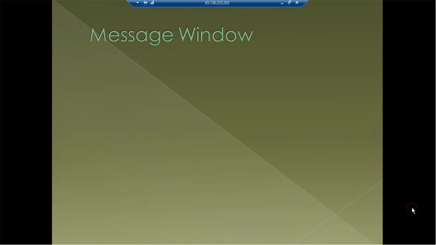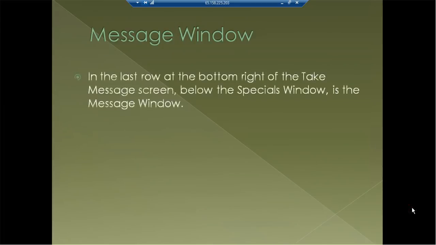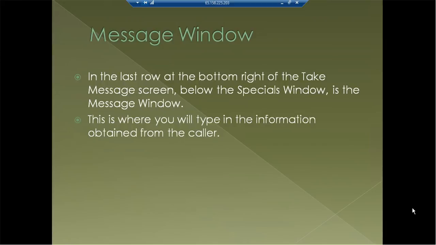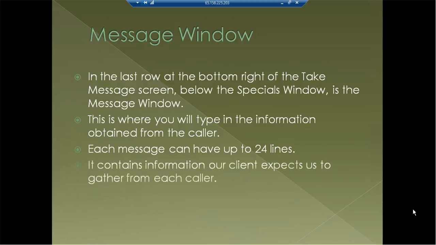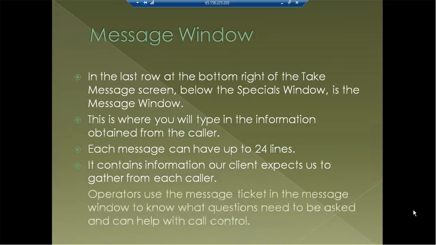Message window. In the last row at the bottom right of the Take Message screen, below the Specials window, is the Message window. This is where you type in the information obtained from the caller. Each message can have up to 24 lines. It contains information our client expects us to gather from each caller.